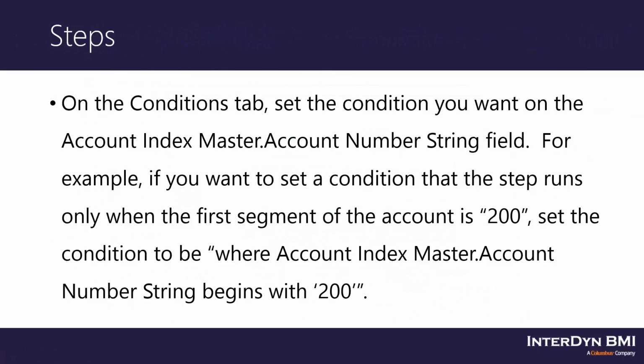Then on the Conditions tab, we're going to set the condition you want on the Account Index Master for the account number string field. So in our sample, in our demo today, we're going to want to set a condition that the step runs only when the first segment of the account is equal to 200. So if by chance your string of GL account numbers has something like a division, a location, and then a natural account, we'd be saying in this example that division 200 was the method that we wanted to use, or the condition we wanted to use, to be able to determine who does the approval for this group of requisitions.